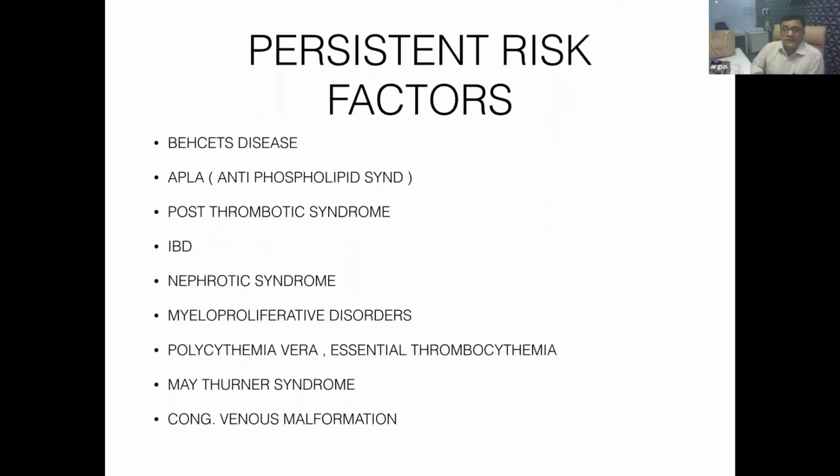And some risk factors are persistent, like antiphospholipid antibody syndrome, post-thrombotic syndrome, inflammatory bowel disease, nephrotic syndrome, then myeloproliferative disorders in the form of polycythemia vera, essential thrombocythemia. Then there is a very important entity which we look for in clinical practice, May-Thurner syndrome, or iliac vein compression syndrome, or Cockett syndrome. Then there is an entity called congenital venous malformation.